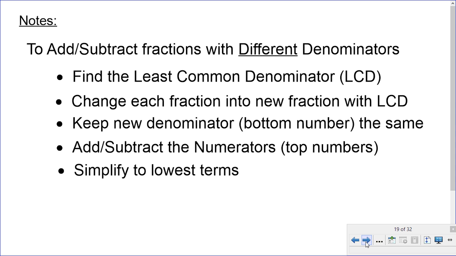To add or subtract fractions with different denominators, we have to find the least common denominator, which is called the LCD, change each fraction into a new fraction with the LCD, keep the denominator, which is the bottom number, the same, add or subtract the numerators, which are the top numbers, and simplify the fraction to its lowest terms.